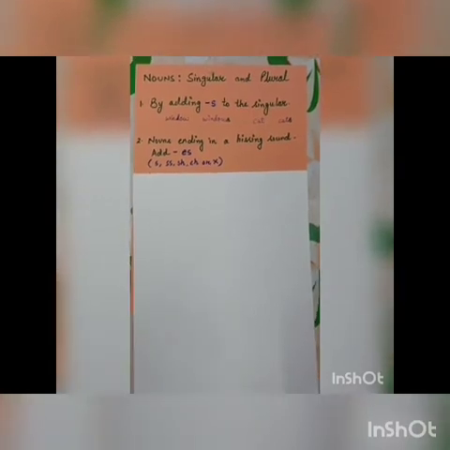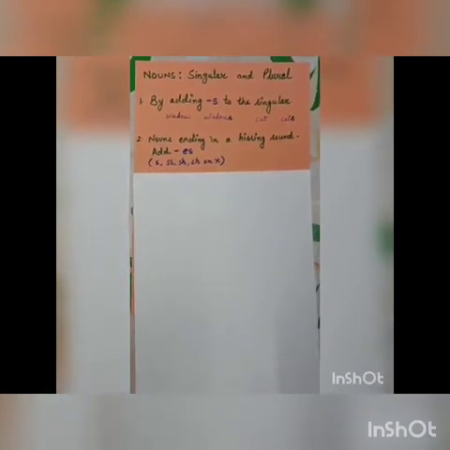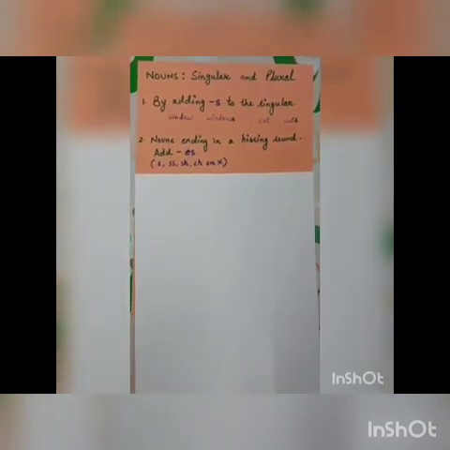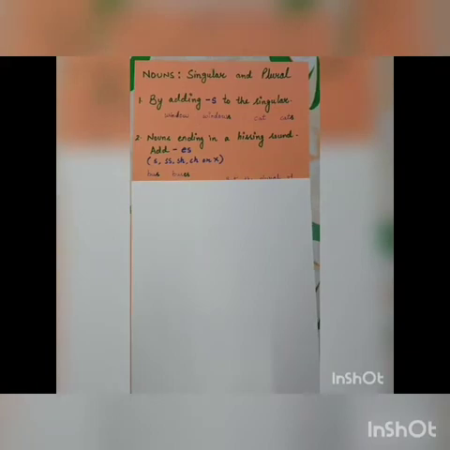Second rule is nouns ending in a hissing sound, add es. So es is added to the nouns that are ending in a hissing sound or with letters like s, double s, sh, ch or x. Now let's have a look at some examples. Bus. The word bus ends with the letter S. So, to make it plural, we have added ES to it.